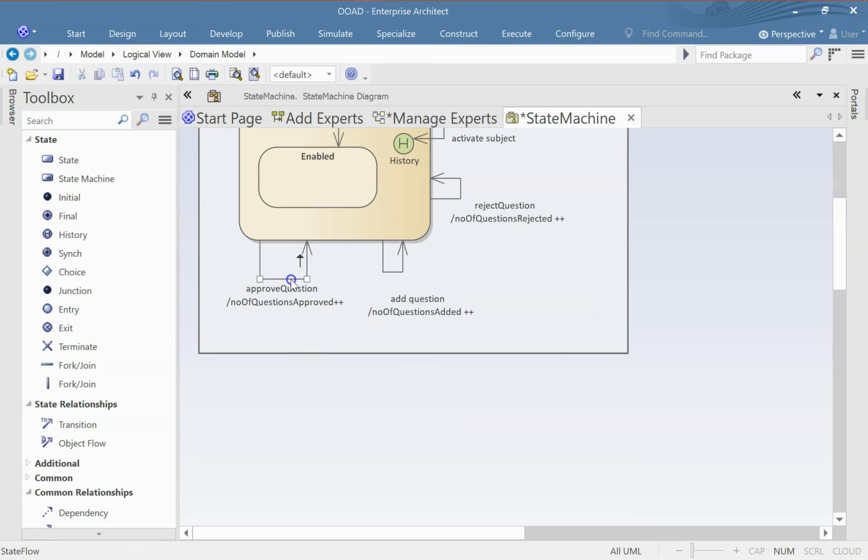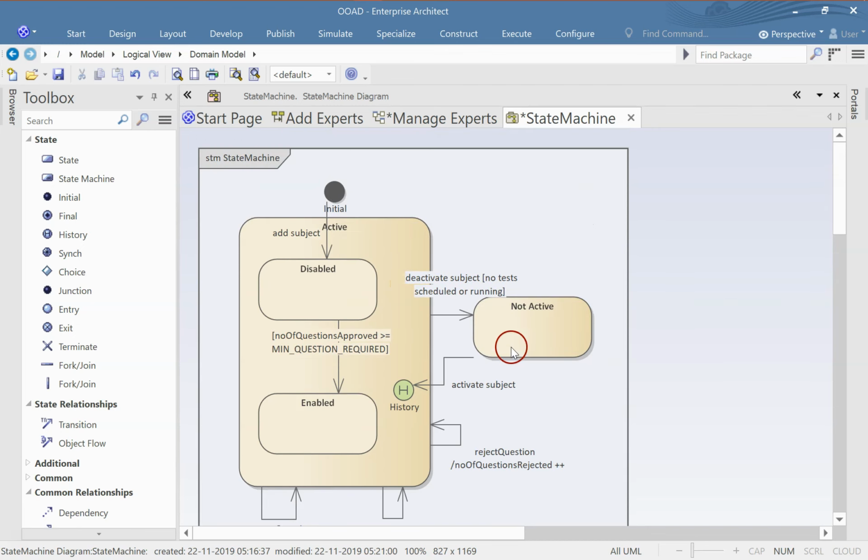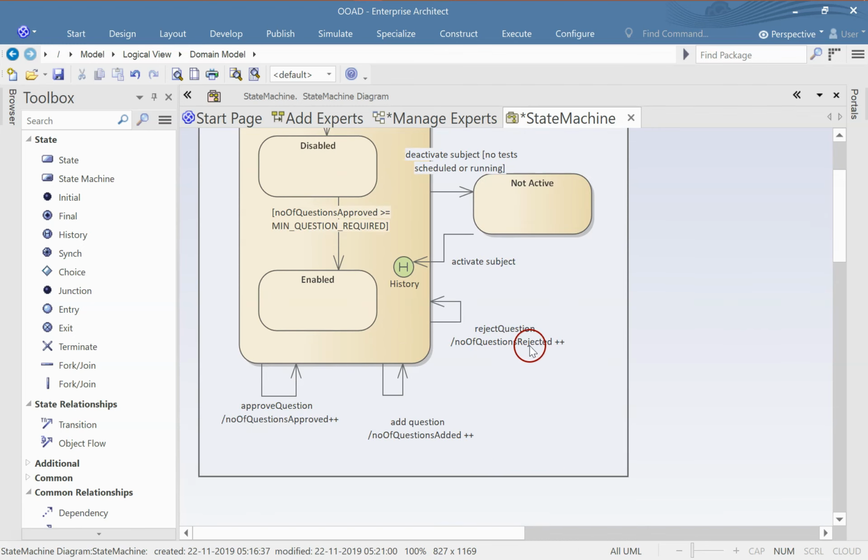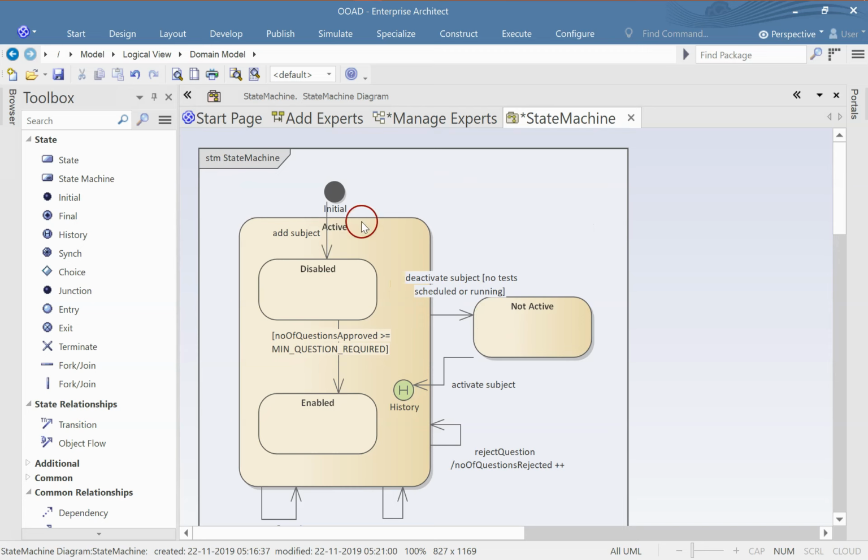Now experts would keep adding questions, approving questions, rejecting questions, and as part of that, counters will keep getting incremented, and a time will be reached when the number of questions approved is greater than or equal to minimum question required. At that time it will go from disabled to enabled. At some point in time, the training manager would deactivate the subject, saying no more, this subject is not required anymore.